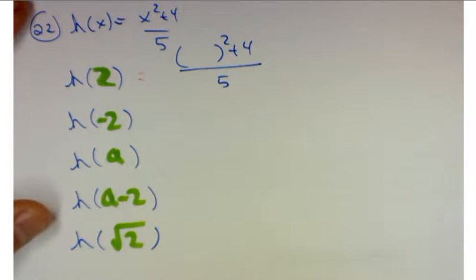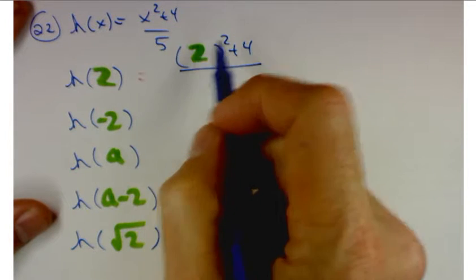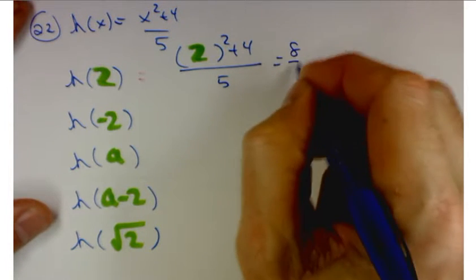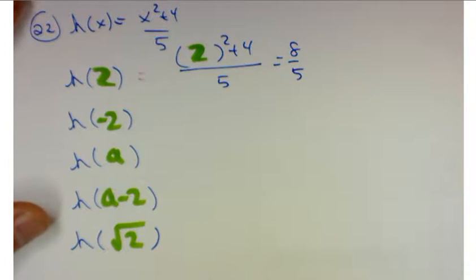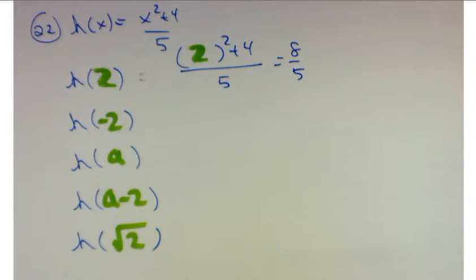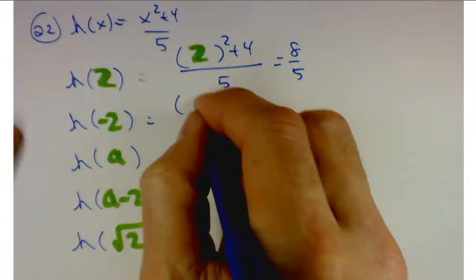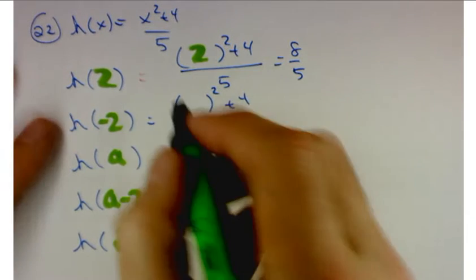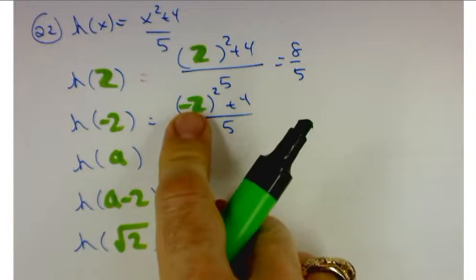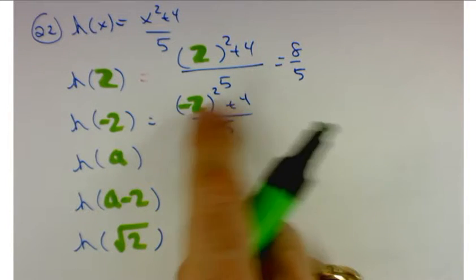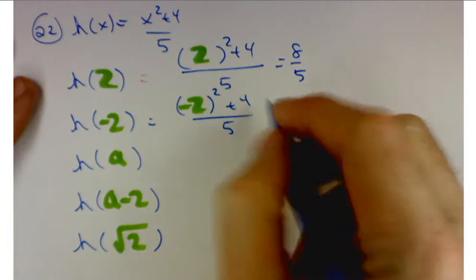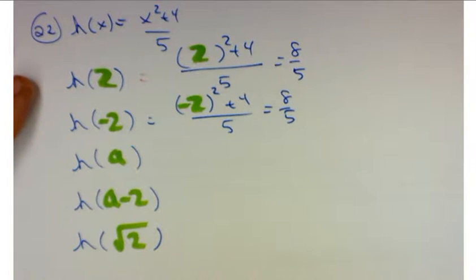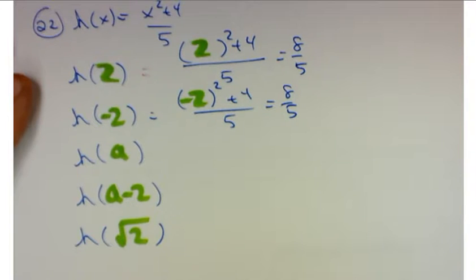So h of 2, well, 2 squared is 4, plus 4 is 8. So I end up with 8/5. Am I going to get anything dramatically different for h of negative 2? Not really. When I plug in negative 2, as long as I do it carefully, when I square this, I get 4 again. 4 plus 4 is 8. So 8/5. So far, so good.